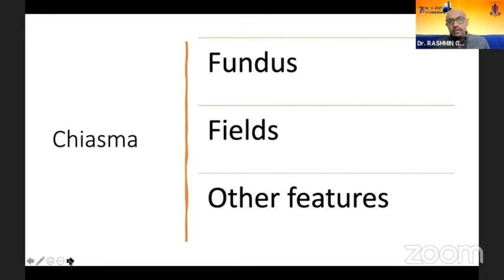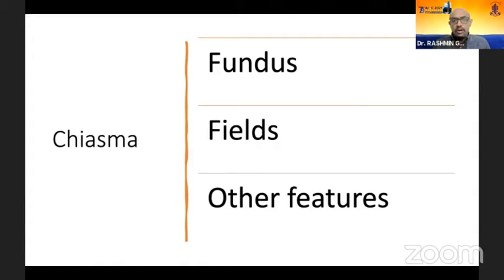What about after the optic nerve? How do we map it? So if there is a disease of the chiasm, the patient can still have a loss of vision. If there is a compression at the optic chiasm, in the fundus you will typically see a bow tie optic atrophy. The visual fields will show bitemporal hemianopia or a junctional scotoma.